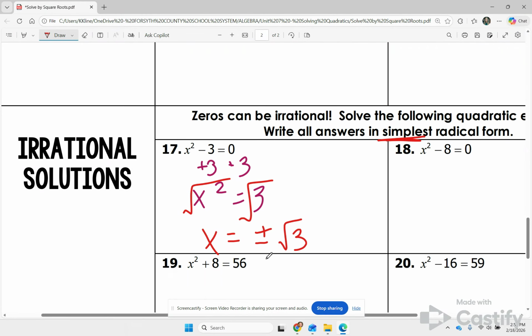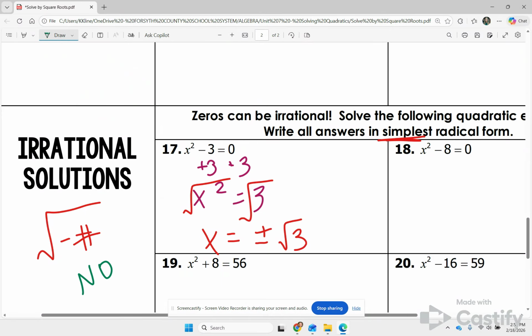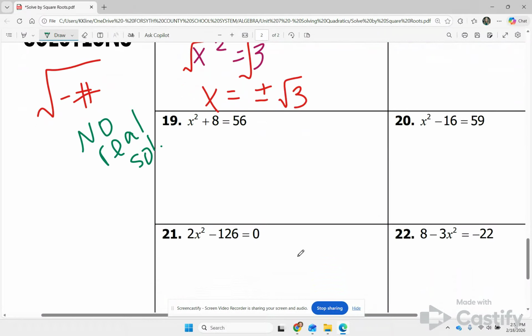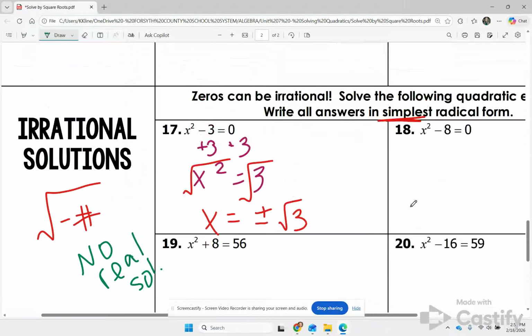I do want to remind you that if you try and take the square root of a negative number, your calculator will give you a domain error. It probably also did that yesterday with some of your quadratic formula questions. Remember, that means that there is no real solution. So you cannot take the square root of a negative number, which means that there are no real solutions. So you may see a couple of those on here. Hint, hint, number 23.